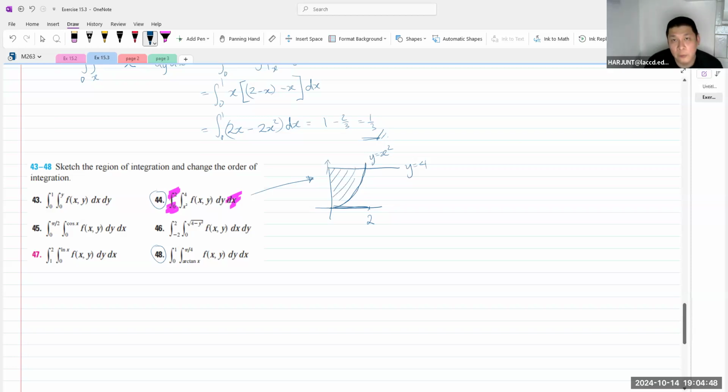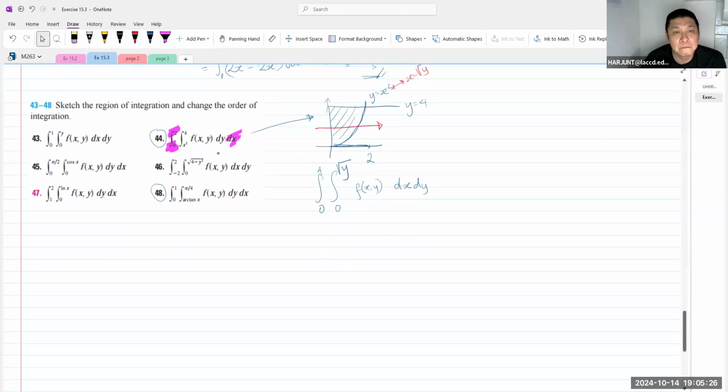So if we reverse the order of integration, that will be a double integral. The inner integral is dx, the outer integral is dy. Y will be moving from what to what? Y will be moving from 0 to 4, and x will be moving from 0 to square root of y. Okay, that's for number 44.